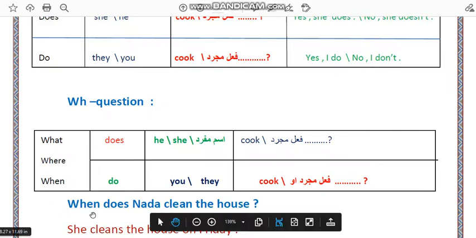Like when you say, When does Neda clean the house? When is the question word. Does is the helping verb. Why did we use does? Because Neda is a singular name. We didn't say cleaning or cleans, we say clean, because the verb in the present simple must be infinitive. When does Neda clean the house? This is a WH question. This is a quick revision.